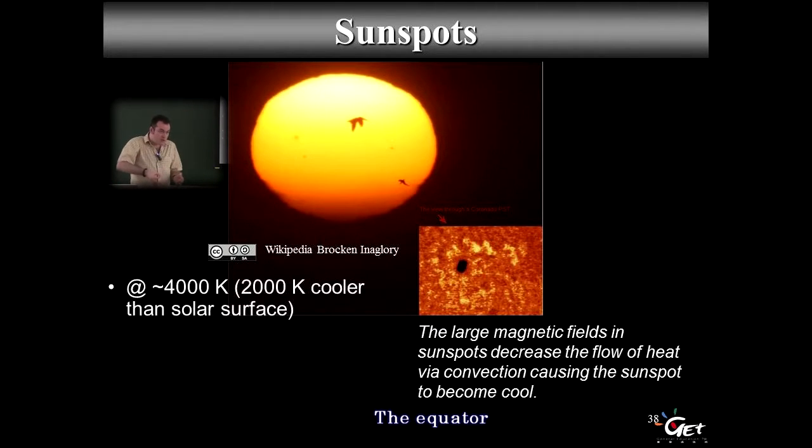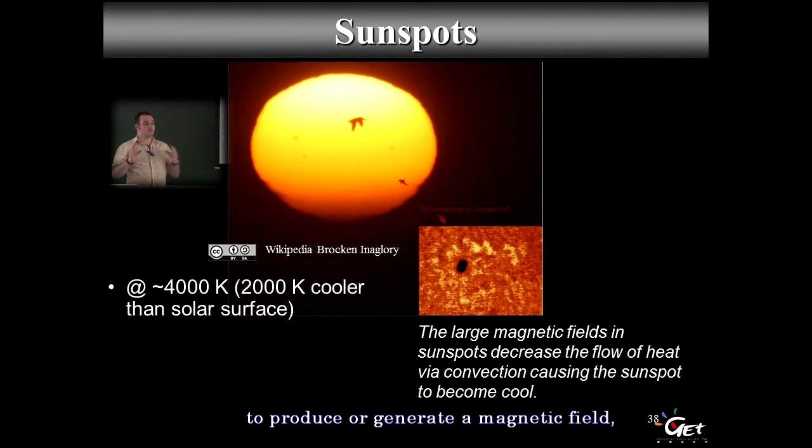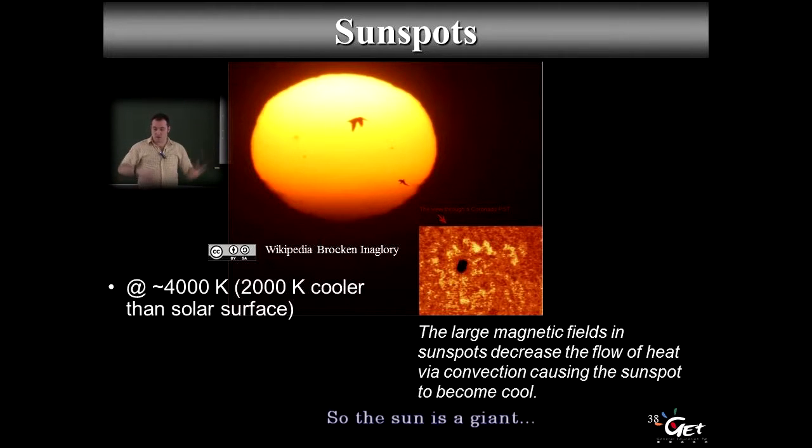The equator of the sun is rotating faster than the poles. So you have this dynamo effect. You remember I told you, to generate a magnetic field, you just take an electric charge, a liquid, and make it rotate. And if you make it rotate fast enough, you're generating a magnetic field. Exactly what happens in the sun. So the sun is a very, very big dynamo with lots of magnetic fields.